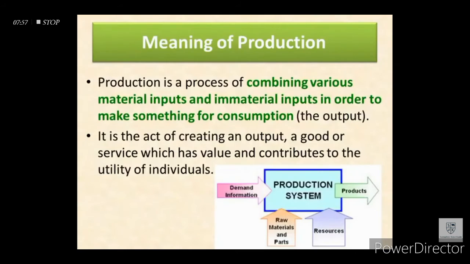Children, what is production? The action of making or manufacturing from components or raw materials, or the process of being so manufactured, is called production. Or we can also say it is an organized activity of converting resources into finished products in the form of goods and services. So children, production is a process of combining various material inputs and immaterial inputs in order to make something for consumption.